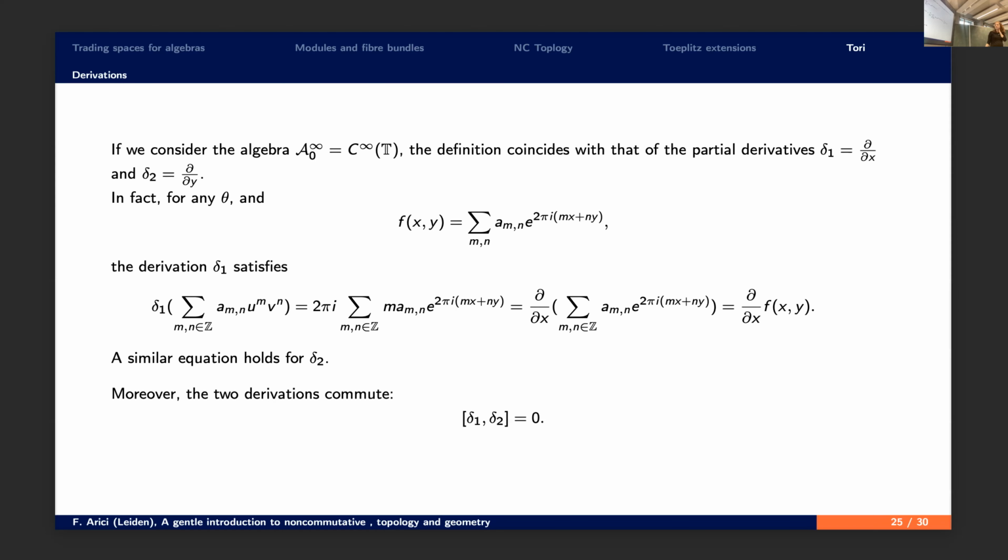But in fact, this can be extended; this is not sensitive to theta. This just gives you u. If you apply delta 1 only on u and delta 2 only on v, there is no interplay between the two, and there is no theta appearing. And indeed, the two derivations commute, and they recover the partial derivatives that you would have classically.